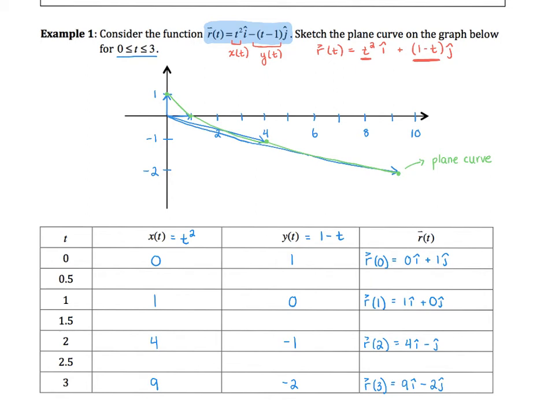And of course, since this is a vector-defined function, we have a trajectory. So we always want to plot an increasing value of t. So we know that we started at the point 0, 1 and ended at the point 9, -2. So we should just put an arrow on there to indicate this is the way that we're going. And that's all there is to it.